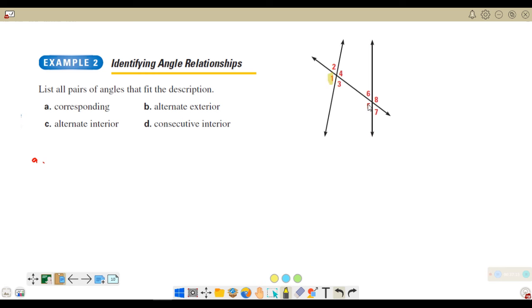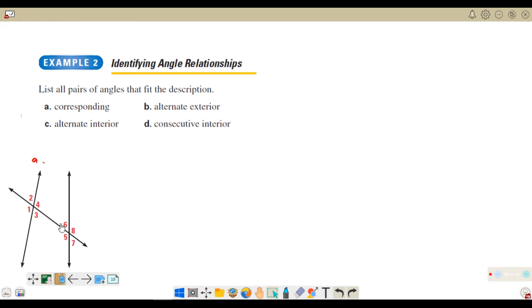Corresponding ay 1 at saka 5. Tapos, 3 and 7. Ay, dito ko siya nilagay para kanya-kanya sila ng graph. 'Di ba? So, 1 and 5, 3 and 7, 2 and 6, 4 and 8. Yan, sila yung mga corresponding.